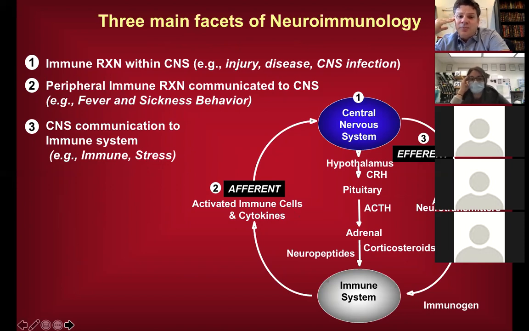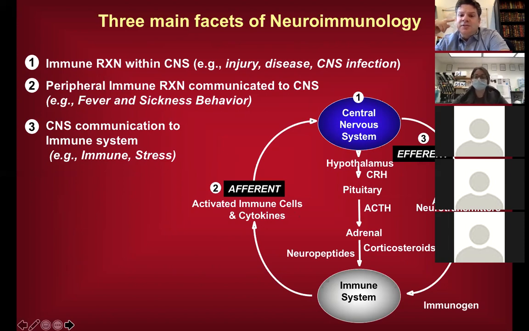The second one, which maybe a lot of you haven't appreciated before, but I think you will by the end of the class, is that even a reaction within the peripheral immune system will be, that message will be sent to the brain. Okay, so if you have a fever and you're responding to some sort of infectious agent, potentially in your lungs, that infection isn't in your brain, it's in your lungs, right? But the brain is being told about that. And we're going to learn in detail how that happens.